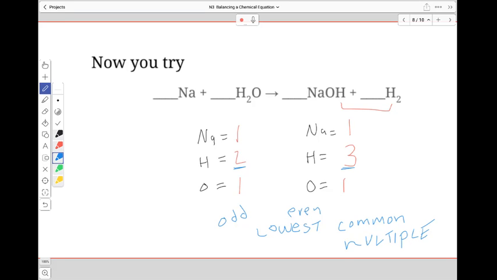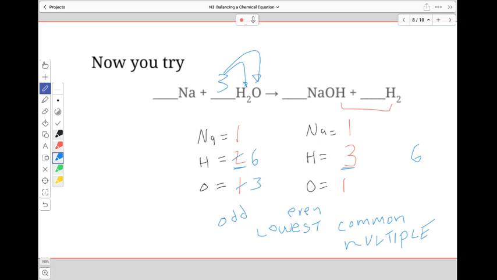Okay. Now, in this case, I want to make sure that I have the lowest common multiple of 2 and 3, which would be 6. So what I'm going to do over here is put a coefficient of 3 here. And that will give me my 3 times 2, which gives me 6 hydrogens, but it's going to also give me 3 oxygens.